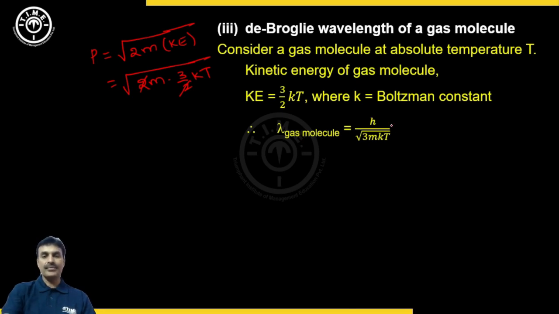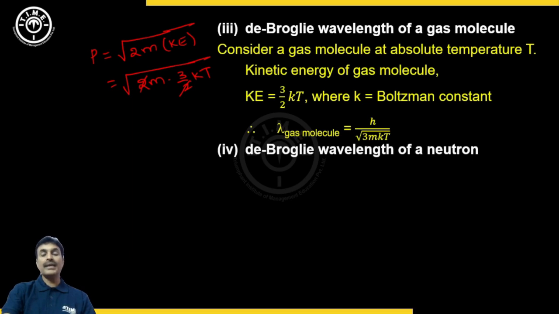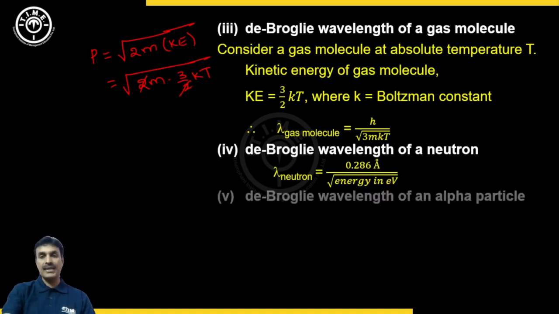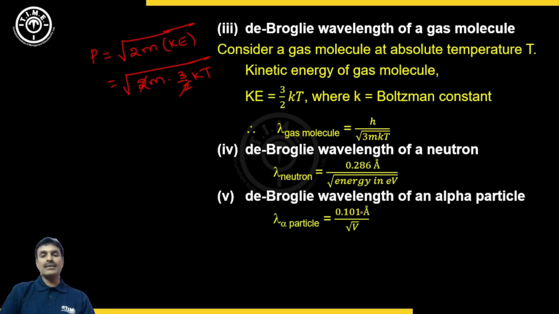Clear? Another one: the de Broglie wavelength of a neutron. If you know the neutron energy, use the neutron energy in electron volt. Then lambda of a neutron is the same as the proton, 0.286, but the denominator is the root of the energy in electron volt. That is, 0.286 by root of the energy of the neutron in electron volt, and this lambda is expressed in angstrom unit. That is for the neutron. Now for the alpha particle, the de Broglie wavelength of an alpha particle is 0.101 by root V angstrom. Alpha particle.